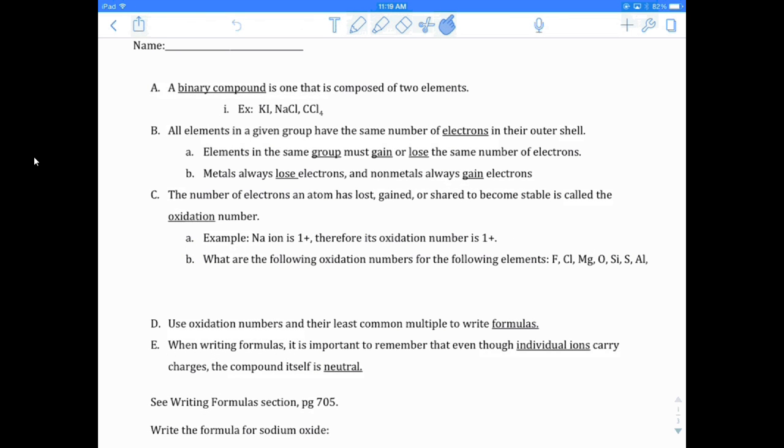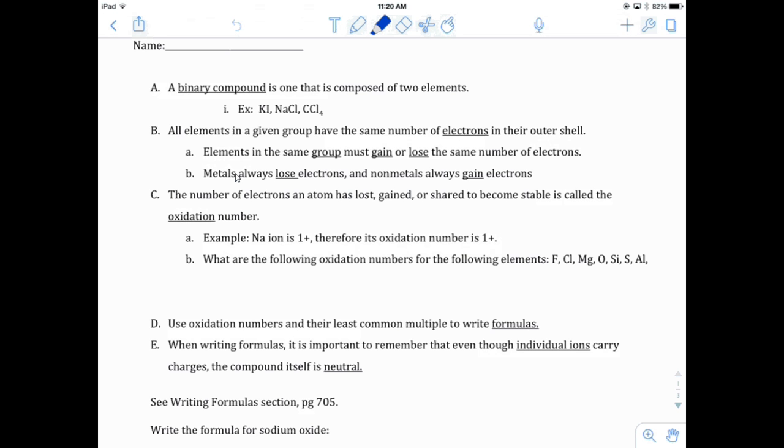So the next part of what we're going to do, like I said, is naming and writing compounds. Nomenclature, that's what it's called. It's a fun word to say. All right, it says a binary compound is one that's comprised of two elements. Two elements.